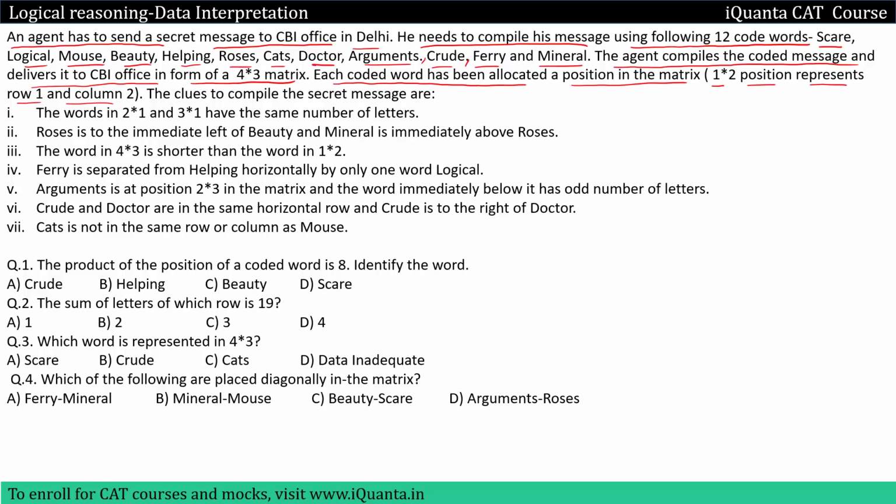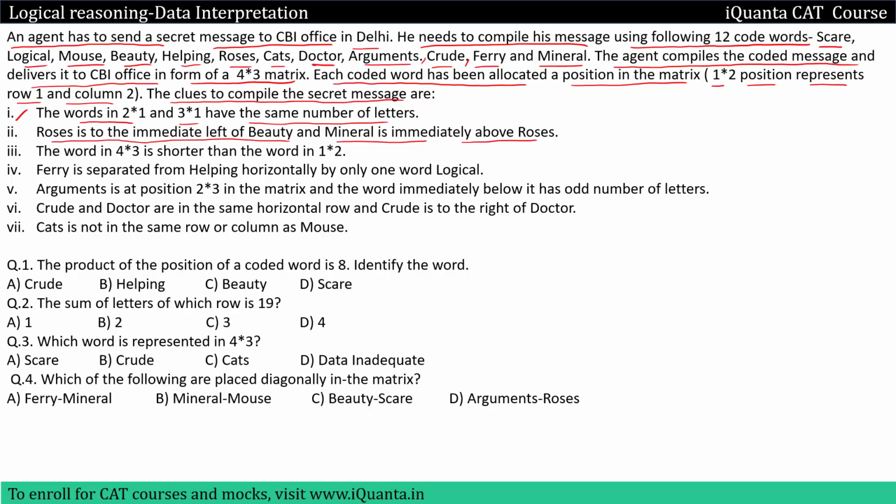The clues to compile the secret message are, so we have been given some clues using which we'll be putting these words into the matrix. So the first clue is the words in 2x1 and 3x1 have the same number of letters. Next one is roses is to the immediate left of beauty and mineral is immediately above roses. So these are regarding the position of the words.